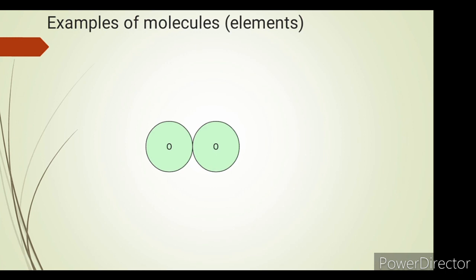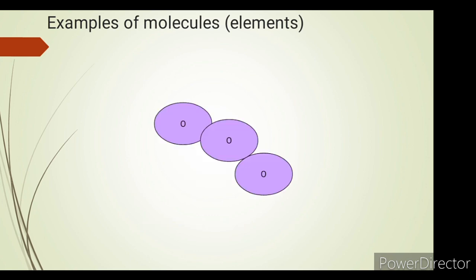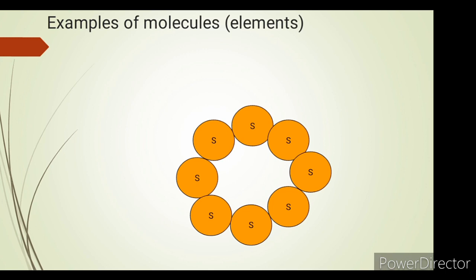O2 is a molecule composed of two oxygen atoms. H2 is a molecule composed of two hydrogen atoms. And the ozone, O3, is composed of three oxygen atoms. This one is a polyatomic molecule composed of 8 sulfur atoms.